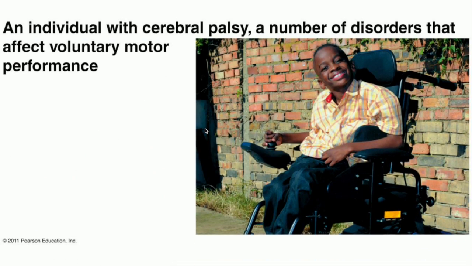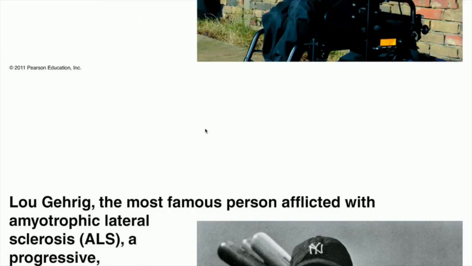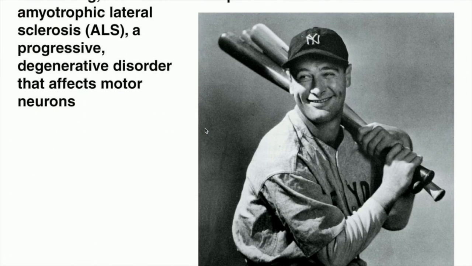Cerebral palsy occurs due to improper development of motor neurons and negatively affects voluntary movements. Amyotrophic lateral sclerosis, or ALS, is a degenerative disorder that affects motor neurons. It leads to atrophy of the associated skeletal muscles. It's also known as Lou Gehrig's disease.